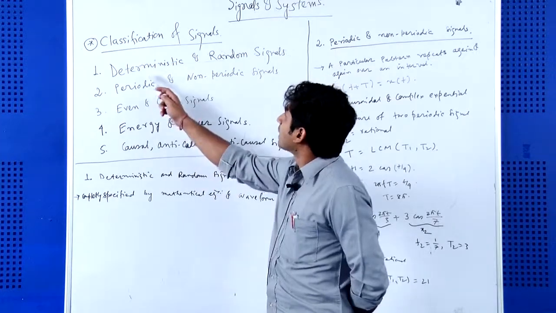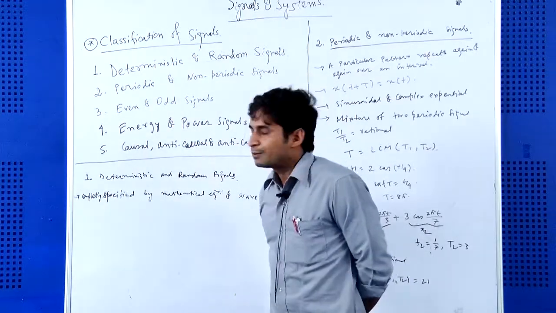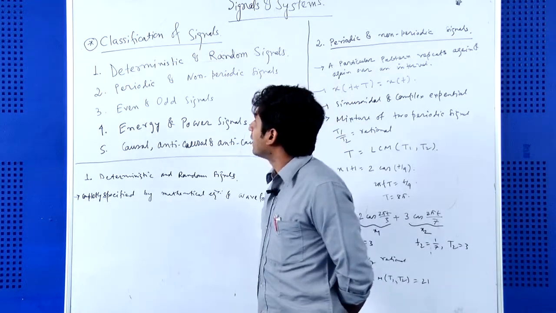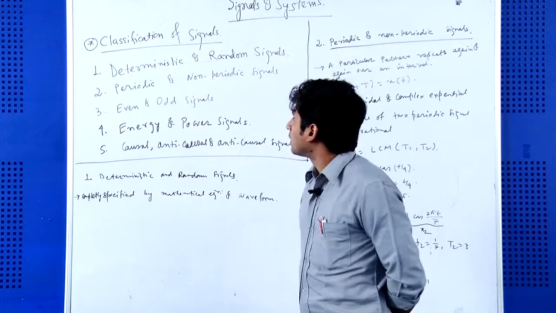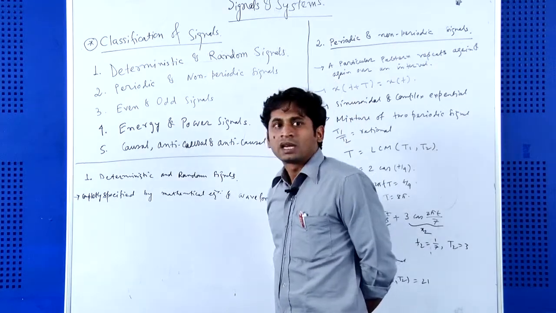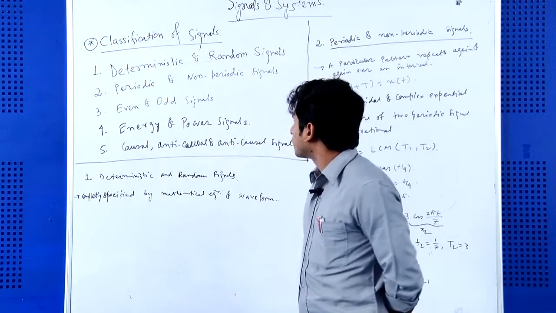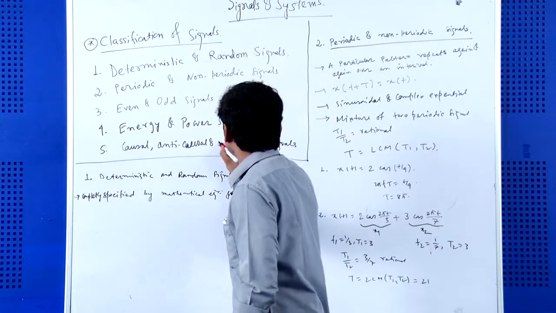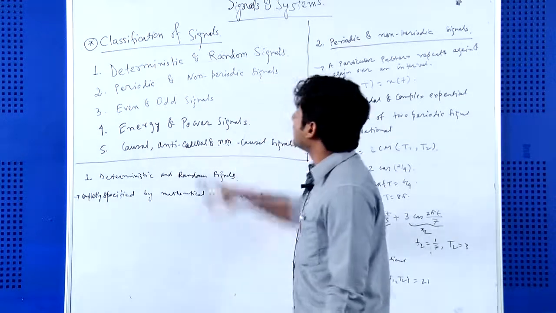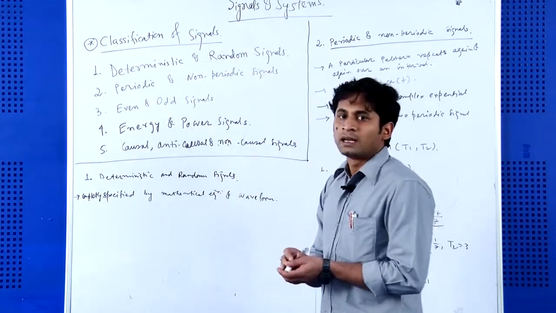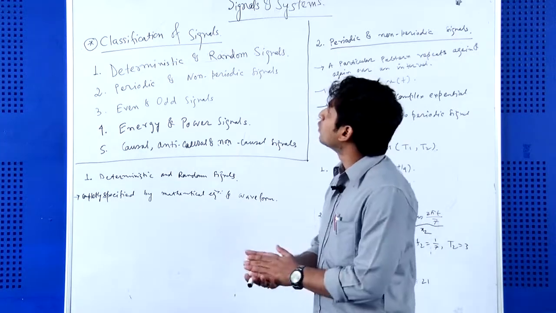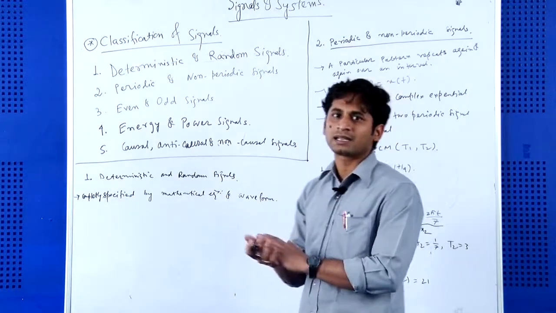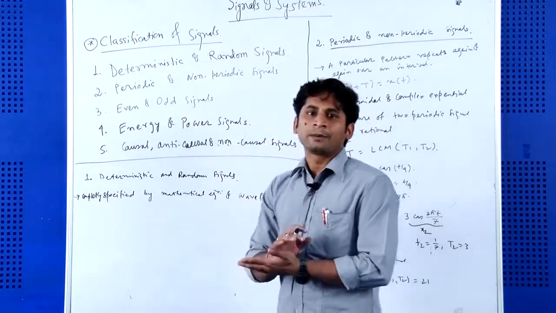Number one, deterministic and random signals. Number two is periodic and non-periodic, or periodic and aperiodic signals. Next one is even and odd signals. Fourth one is energy and power signals, and fifth one is causal, anti-causal and non-causal signals. So, these 5 classifications we should know. There may be other classifications of signals, but these 5 are most important, and the rest of the classifications we will talk about day by day.